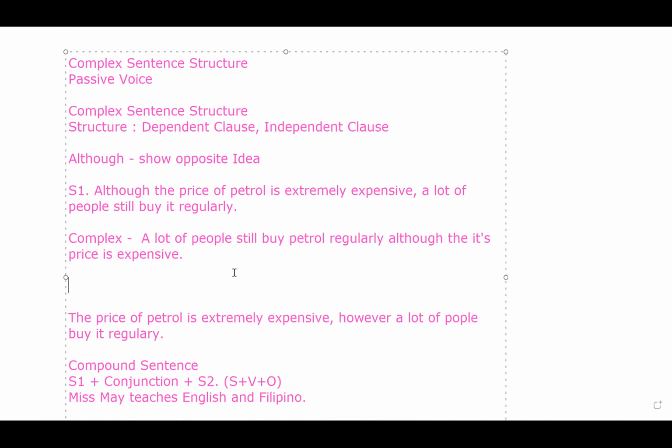You can't just simply invert it the way you want. Your sentence has to make sense. We have to take the second part of the sentence, put it at the first, and we can put although in the middle, yes? Like in the second sentence: the price of petrol is extremely expensive. However, a lot of people buy it regularly. But look at this sentence, it's totally different: a lot of people still buy petrol regularly, although its price is expensive. Any other questions before I move on, guys?